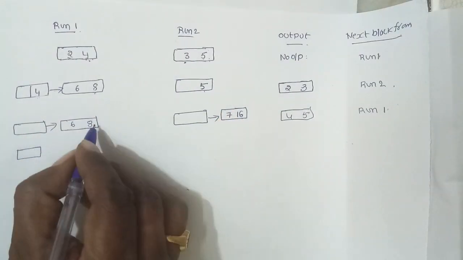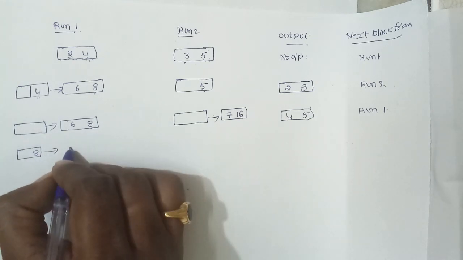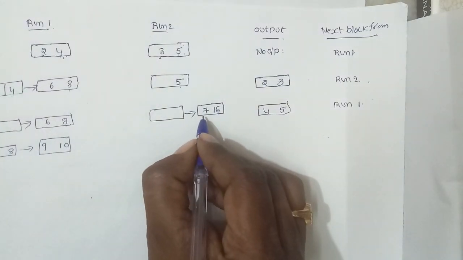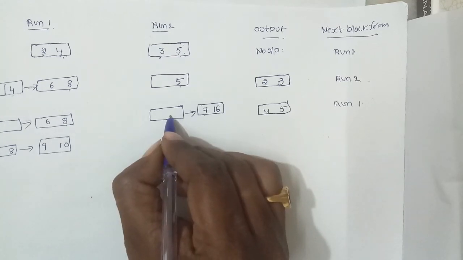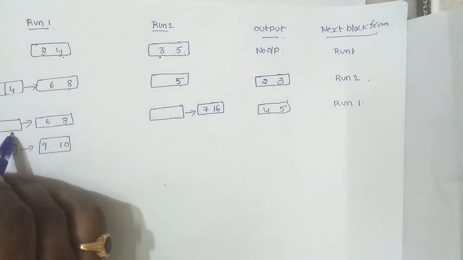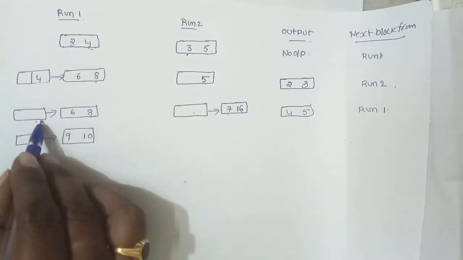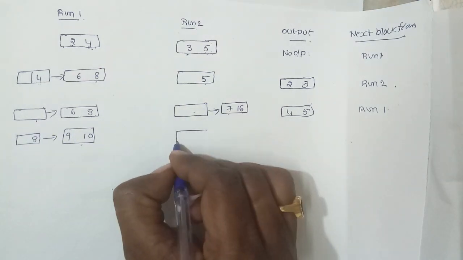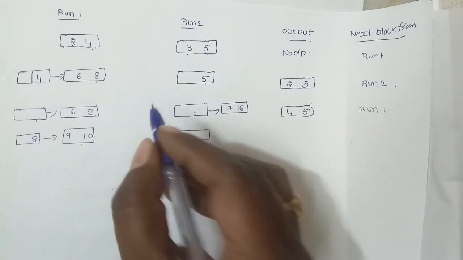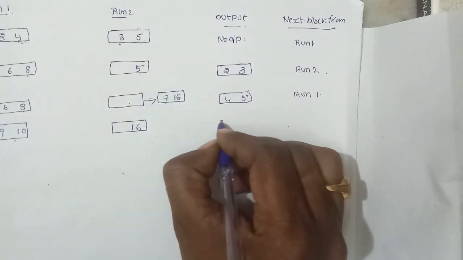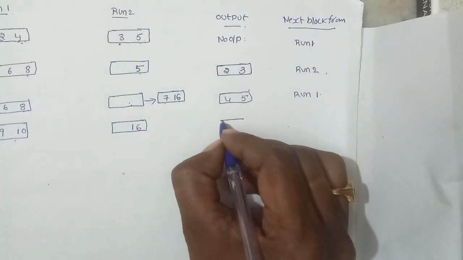So what is the remaining one? The remaining one is 8, and the next two elements are 9 and 10. Here there is no read operation for run 2. Here the buffer is completely free. Whenever the buffer is completely free, I use it to perform a read operation. But in this case, there is no use of the buffer. Simply place the buffer again onto the stack. It contains only the element 16. That is, this empty buffer is placed onto the stack.